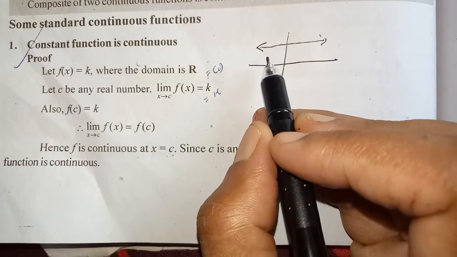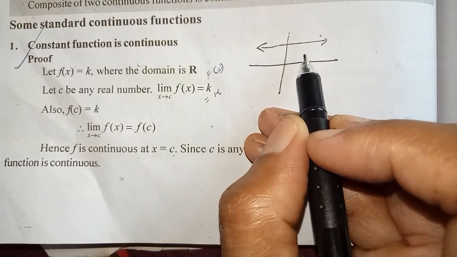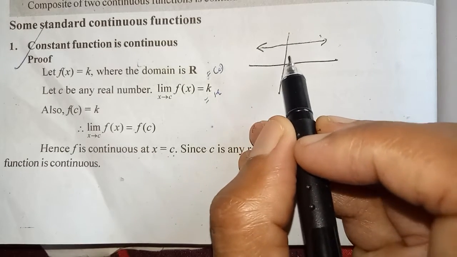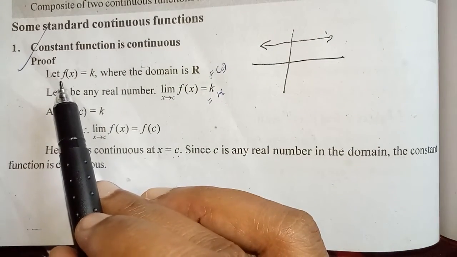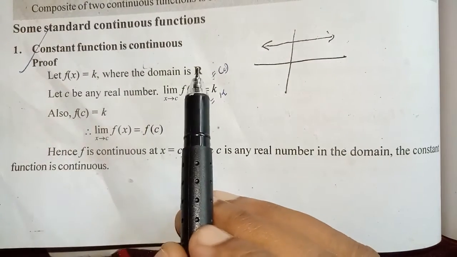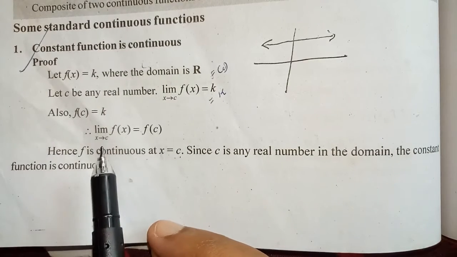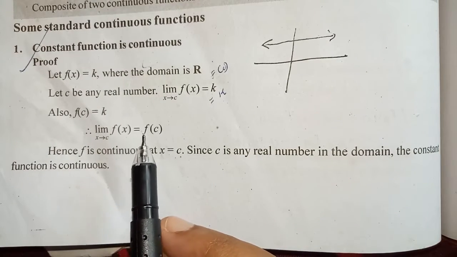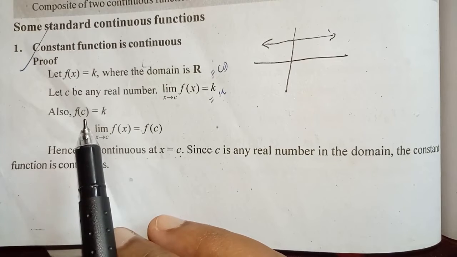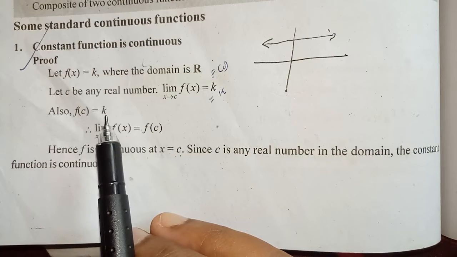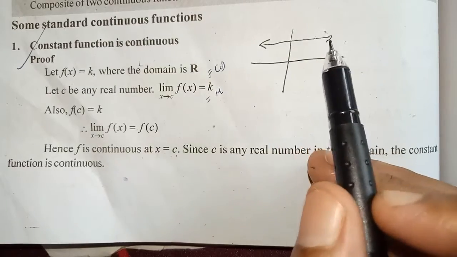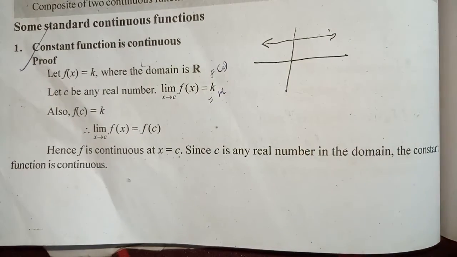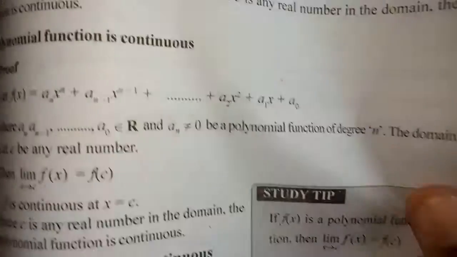As I told you, pictorially, if you are able to draw the curve without lifting the pencil, it is a continuous function. So you can see here it is continuous. If you want, you can prove it also. For example, they have taken f of x equal to k, where the domain is the real numbers. Then by definition, limit as x tends to c, f of x equals f of c, because f of c is some constant. Whatever value of x you take, it will always be a constant. So you can say the constant function is continuous.